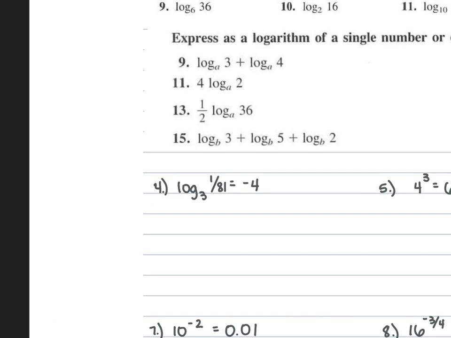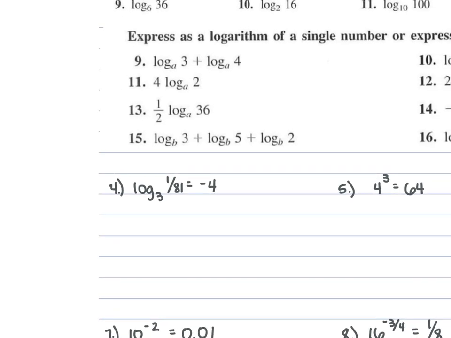For 4, we have log 3 of 1 over 81 is equal to negative 4. So again, this 3 is our base. It's going to become our whole number, and that 1 over 81 and that negative 4 are going to switch places to be 3 to the negative 4th power is equal to 1 over 81.